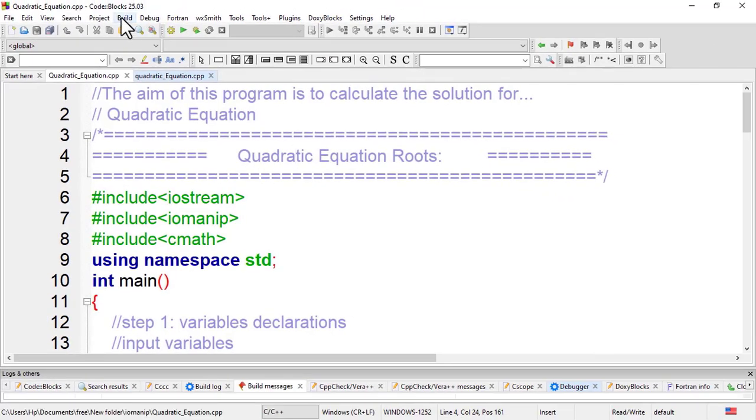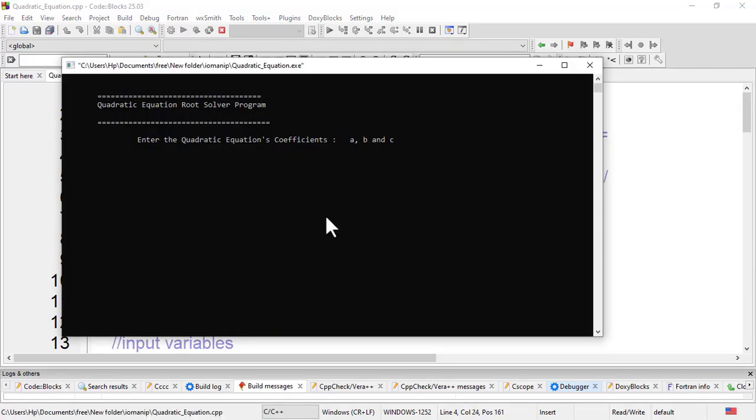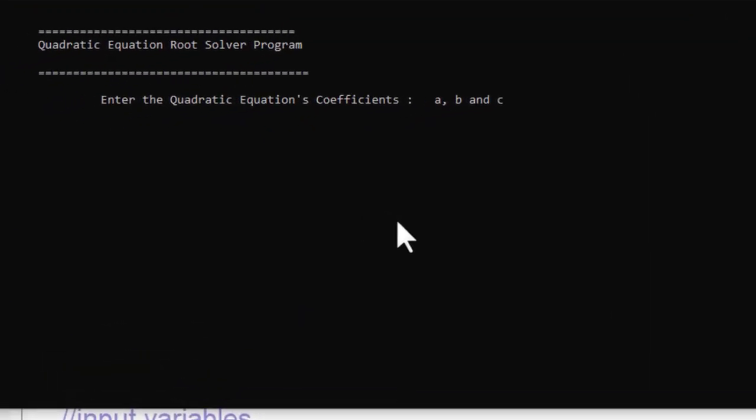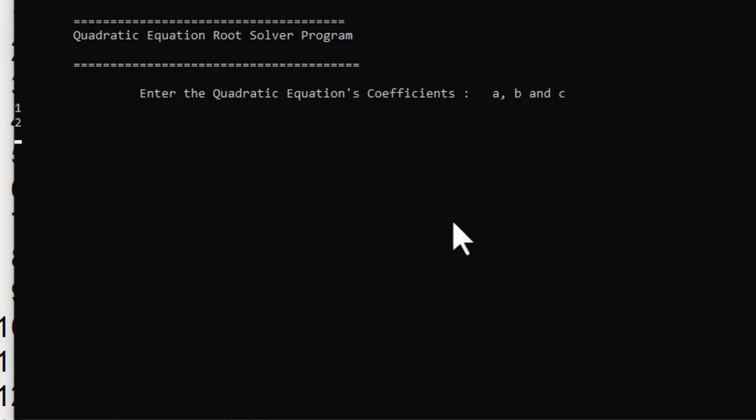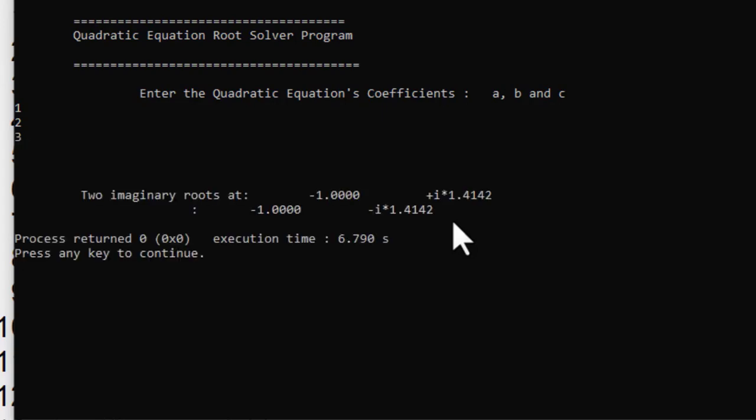So the third case, 1, 2, 3. So the imaginary roots are minus 1 plus 1.4142i and minus 1 minus 1.4142i.